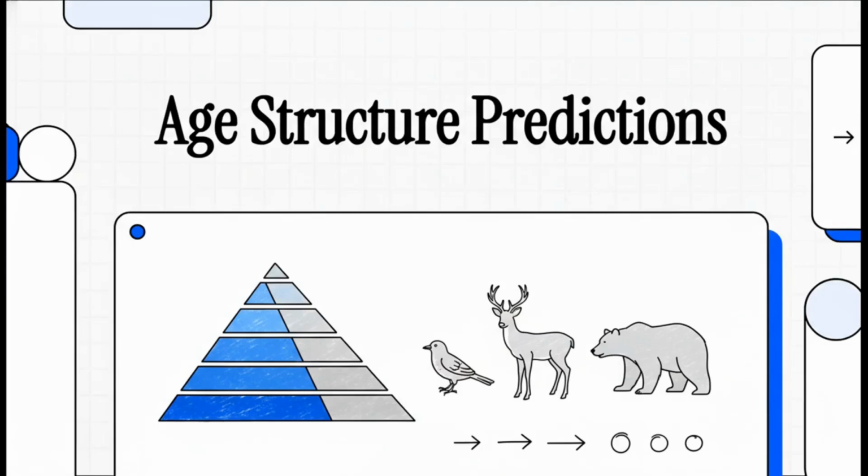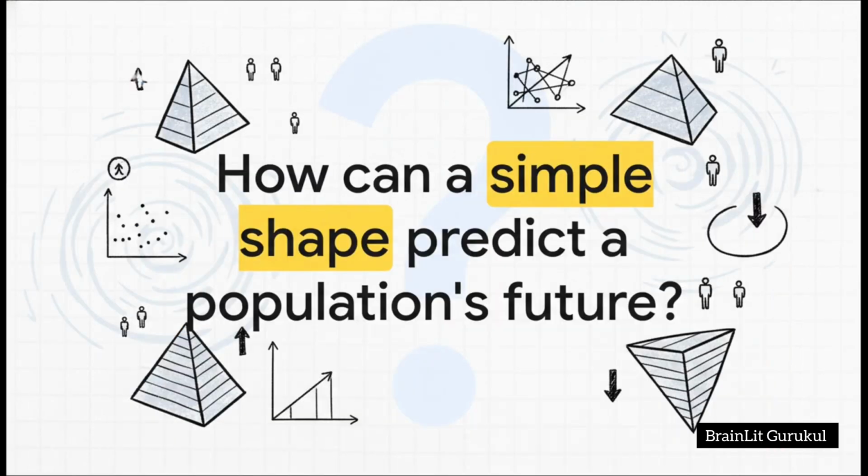All right, let's dive right in. Today, we're talking about one of ecology's most powerful predictive tools, and that is age structure. So how can a simple shape predict the future of an entire population? I know it sounds a little bit like science fiction, right? But it's actually a super fundamental concept in population dynamics. We're going to explore exactly how ecologists use a simple graph to forecast whether a population is going to grow, shrink, or just stay stable.